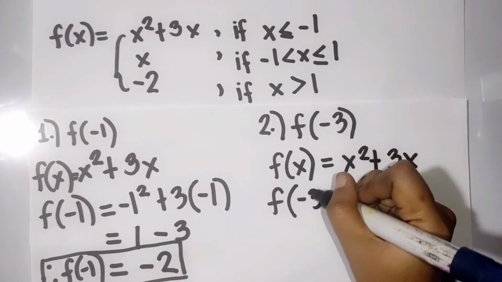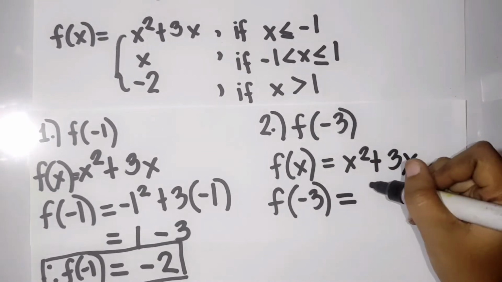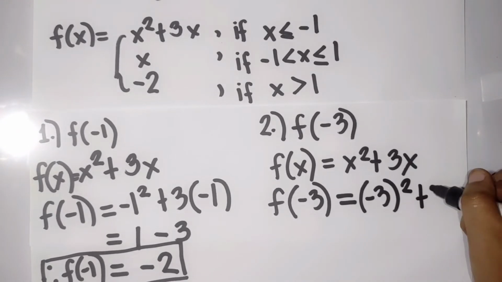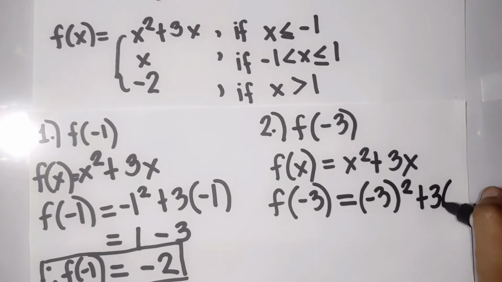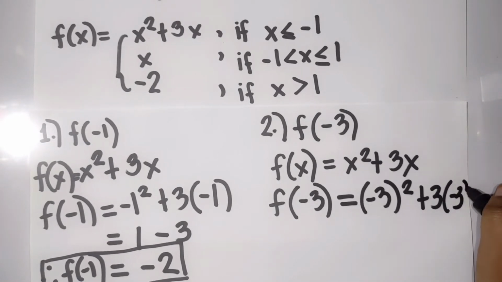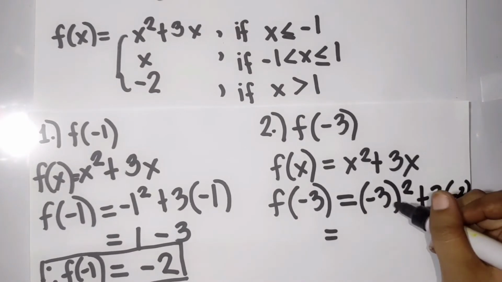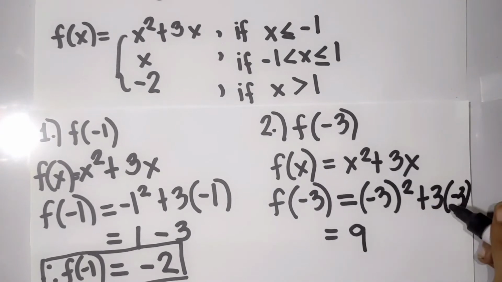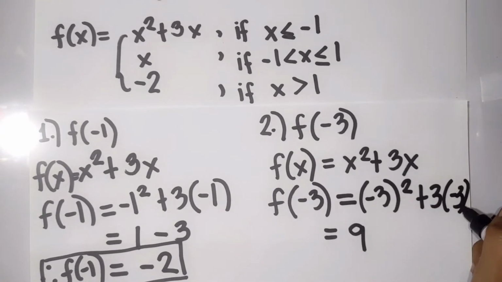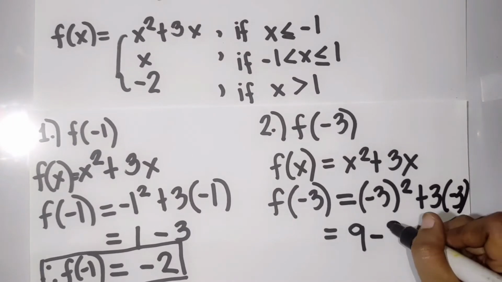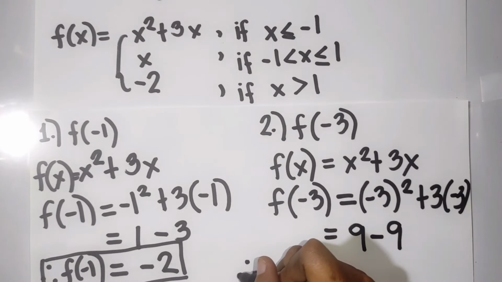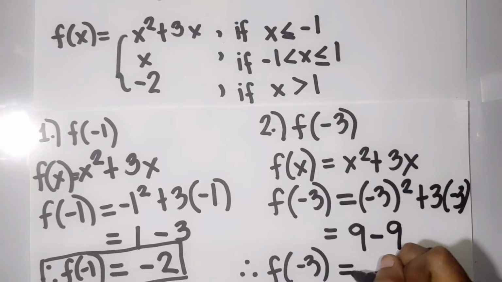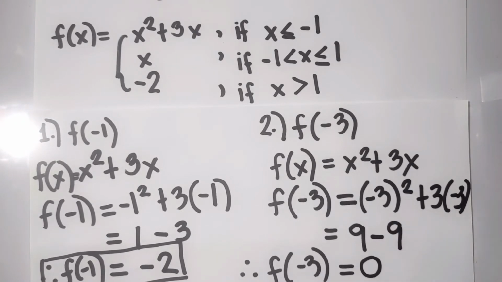f of negative 3 equals negative 3 raised to the power of 2 plus 3 times negative 3. Negative 3 raised to the power of 2 is positive 9. 3 times negative 3 is negative 9. Therefore, f of negative 3 equals 9 minus 9, which is 0.